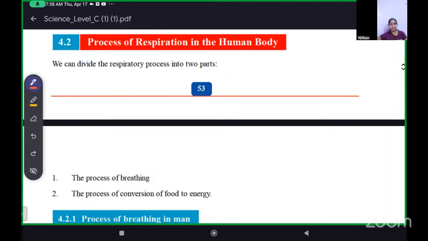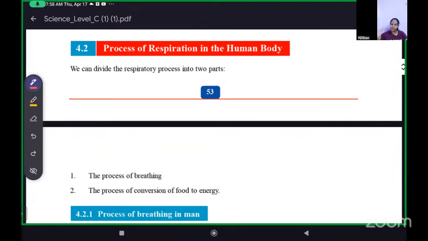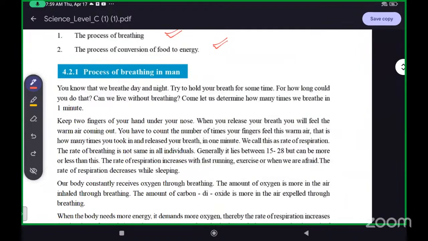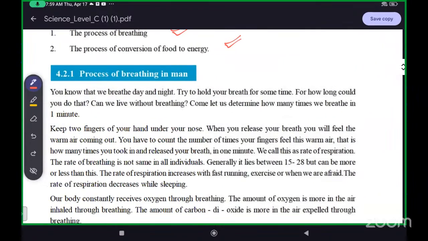Okay, it's possible. Now, the process of respiration in the human body is basically divided into two parts. One is the process of breathing, and the other is the process of conversion of food into energy. Both come under respiration. Breathing, and how the food is converted to energy, that also comes under respiration. Now, first we will talk about how the process of breathing in human beings takes place.